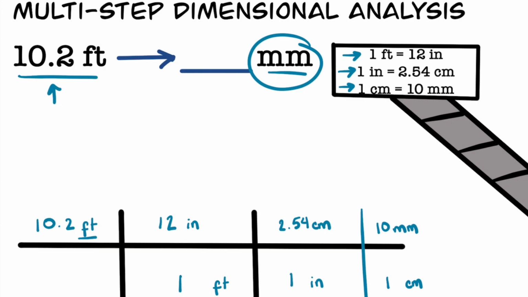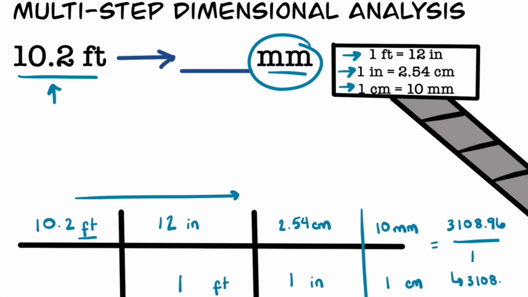Now remember that we simply do what we did in previous problems and multiply out everything across the top and bottom, divide, and finally adjust our sig figs. So the top numbers all multiply across to get 3,108.96. Since all the numbers at the bottom multiply out to 1, our final answer is just 3,108.96 divided by 1, which is 3,108.96 millimeters.